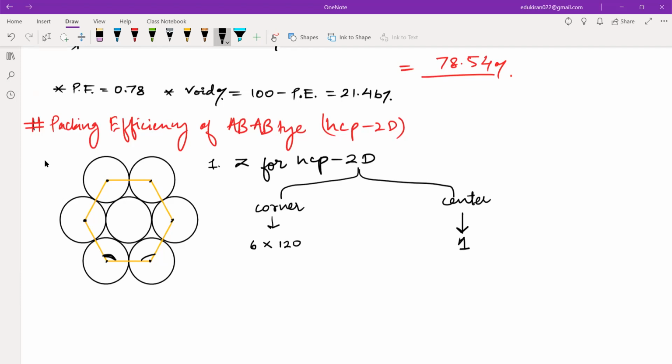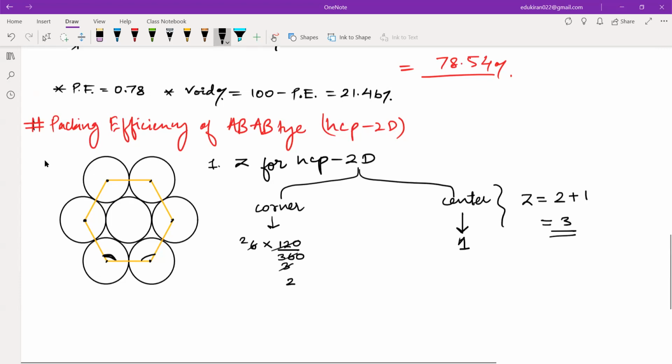So 120 divided by 360. So you can see that this is 6 by 3, which is equal to 2. So we will get the Z is equal to 2 plus 1, which will be equal to 3. Okay. Divided by 360, sir? Yeah.